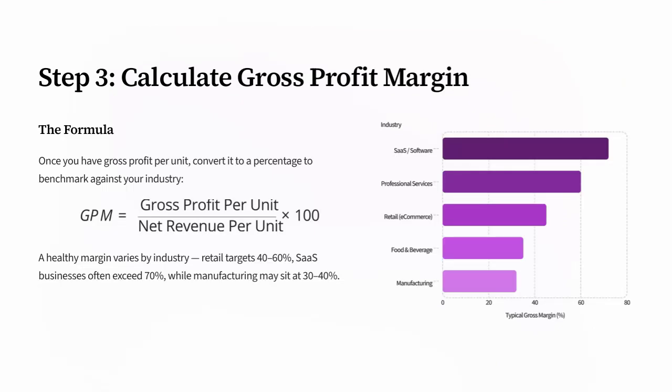Now that we know the gross profit per unit, the next step is to express that amount as a percentage of the selling price. Gross profit margin equals gross profit per unit divided by selling price per unit, multiplied by 100. This percentage makes it easier to compare performance across products and against industry benchmarks. A healthy margin depends on the business model. Retail often targets 40 to 60%. SaaS businesses may exceed 70%, while manufacturing commonly falls between 30 and 40%.